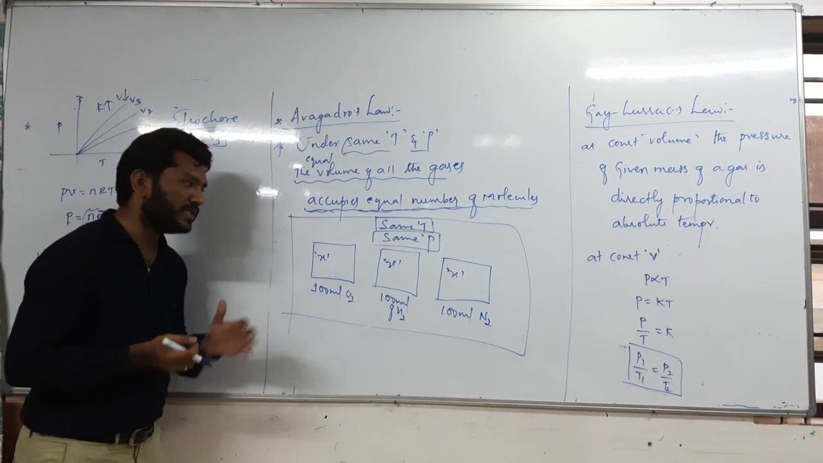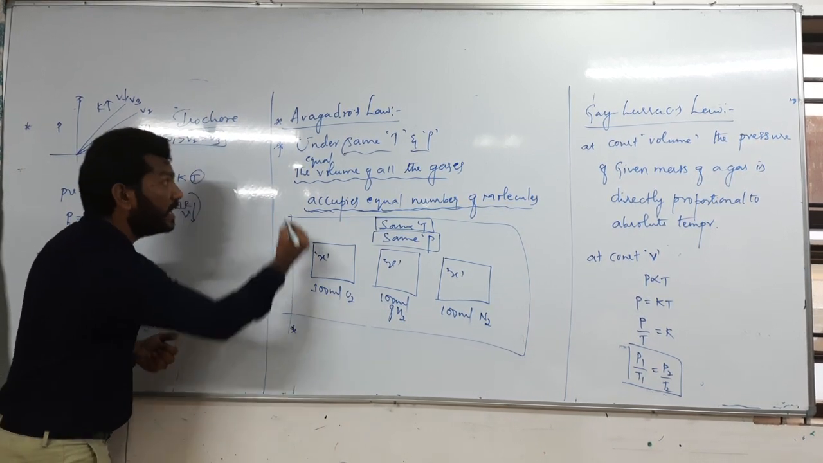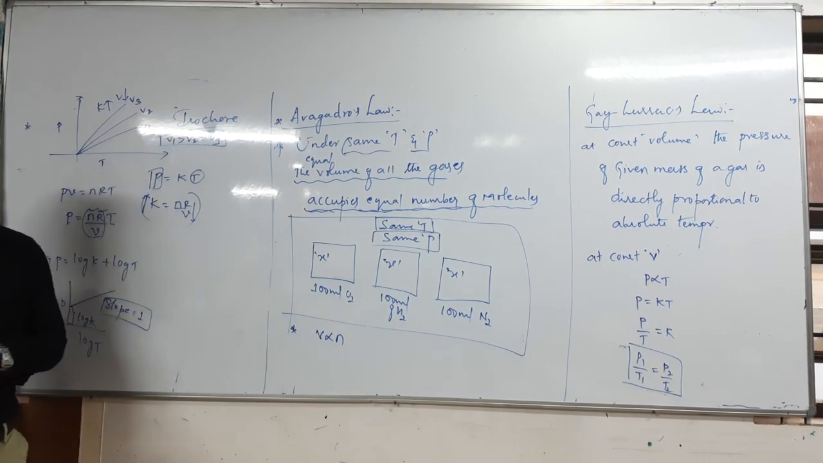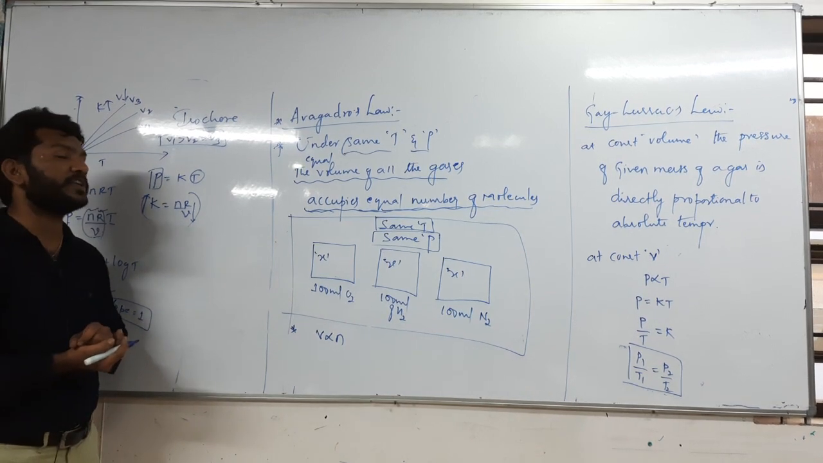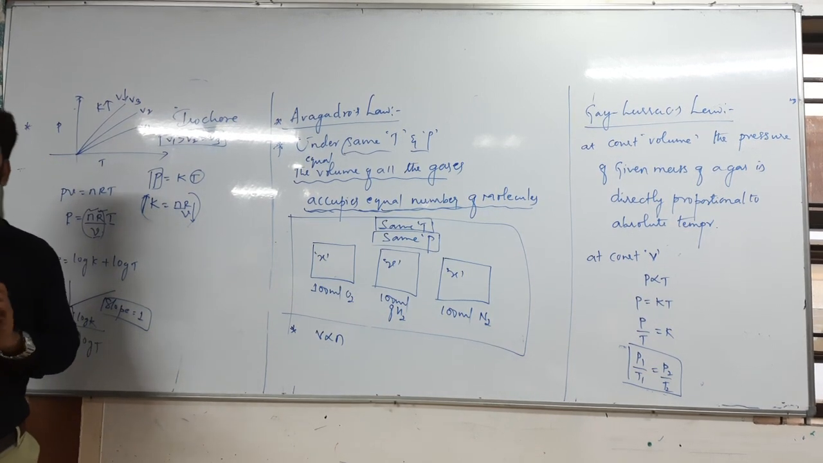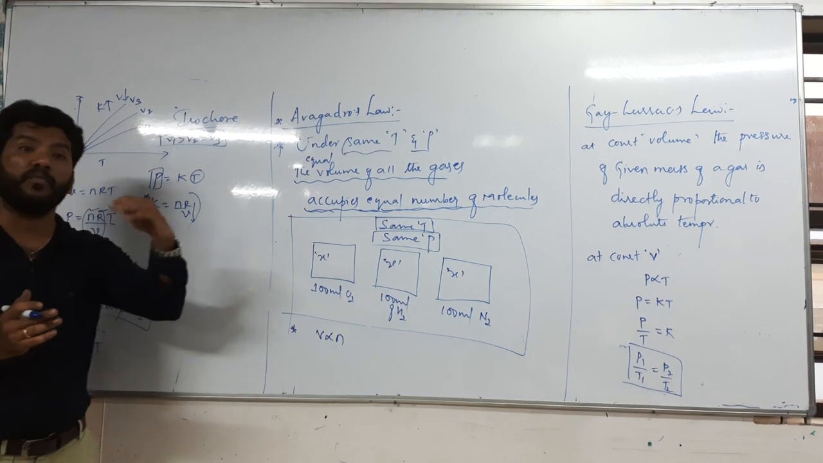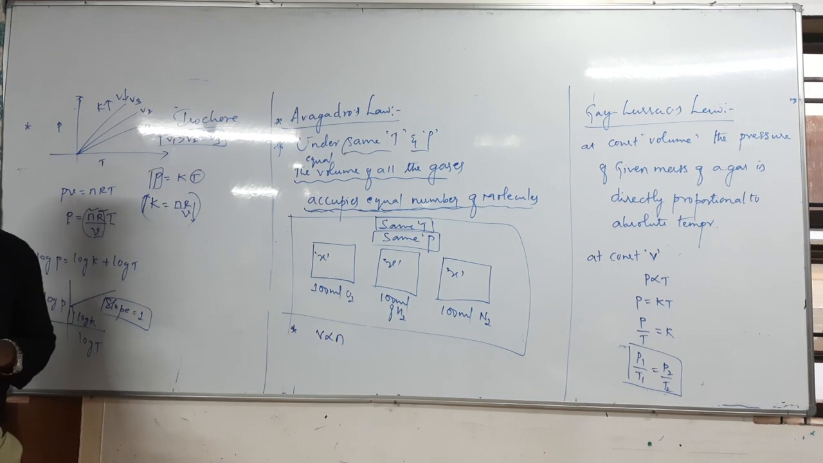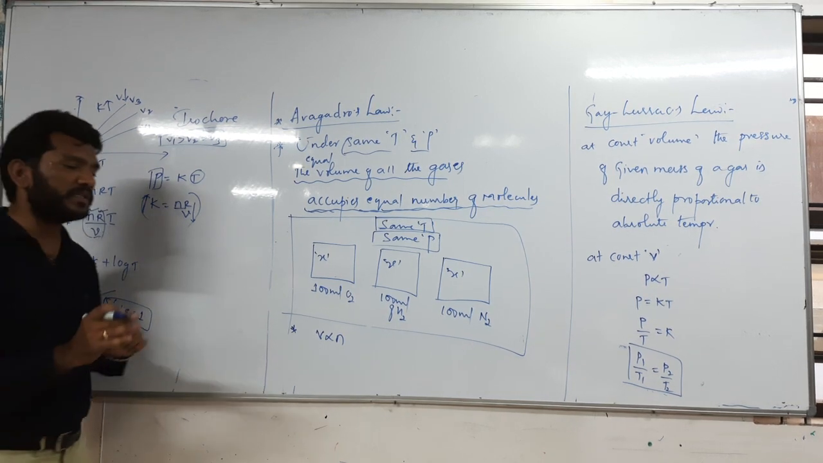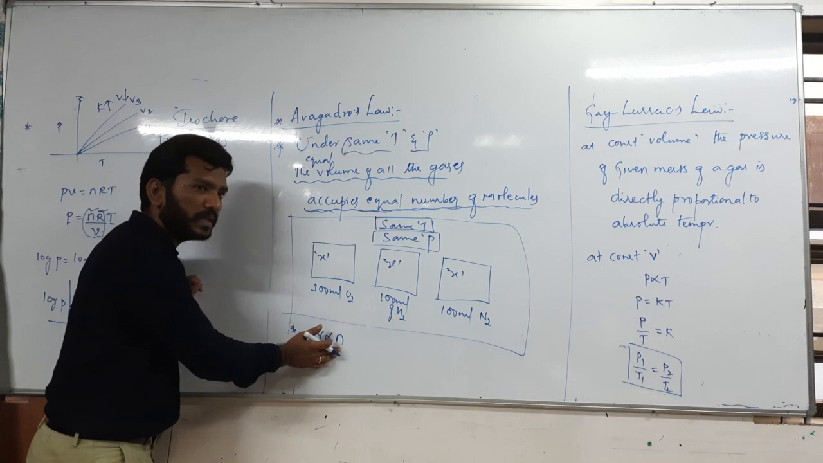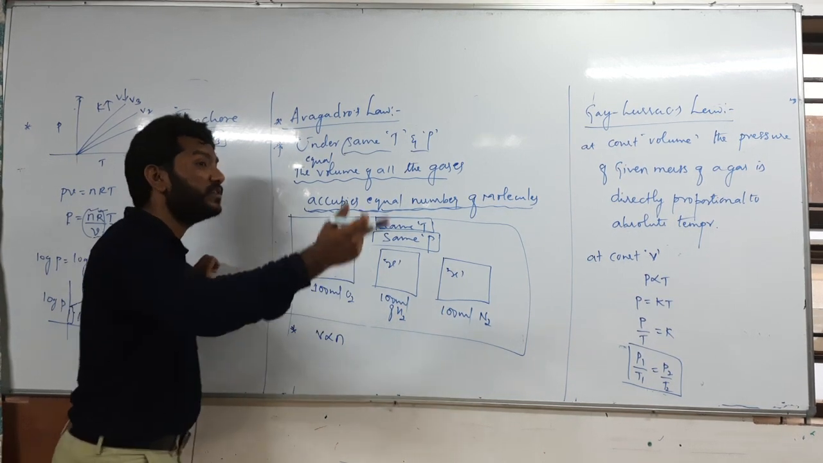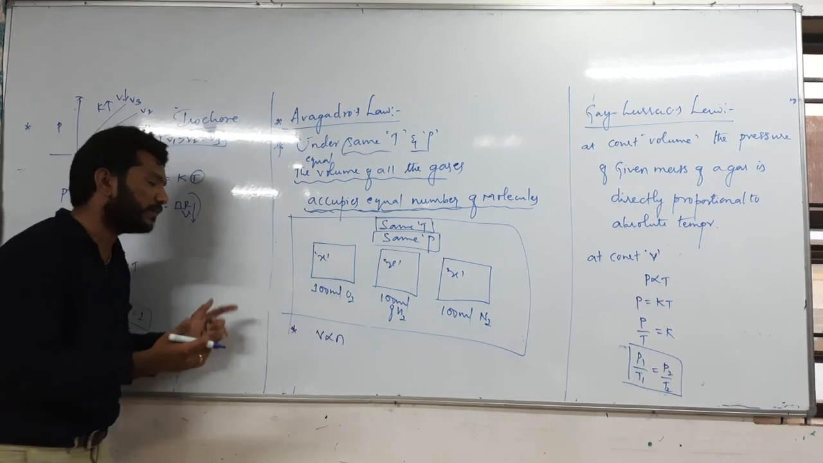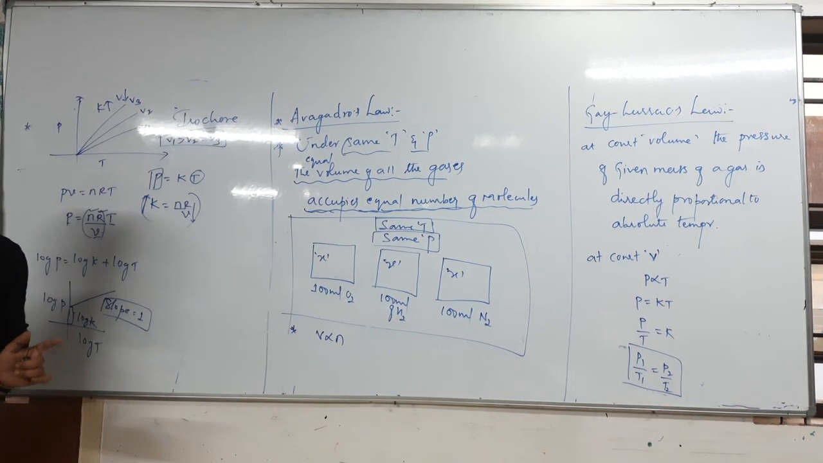Having said that, according to Avogadro's law, V is proportional to n at constant temperature and pressure. V proportional to n means that if the number of moles increases, the volume of the gas also increases. How do we justify this? Just think of it: if the number of moles increases, the number of molecules increases. Thereby the volume of that particular gas also increases.